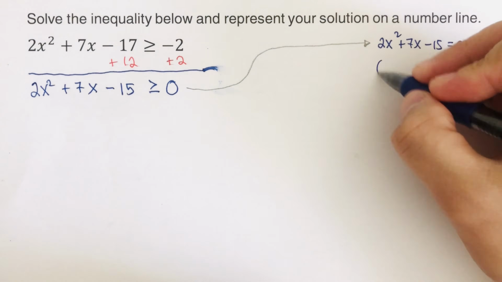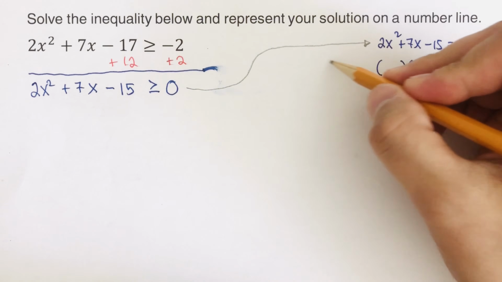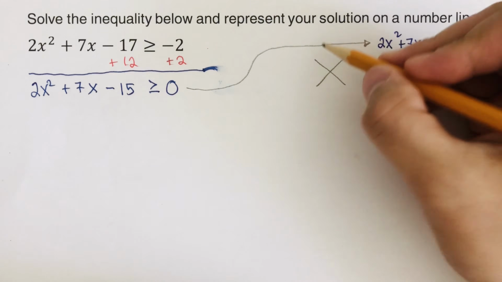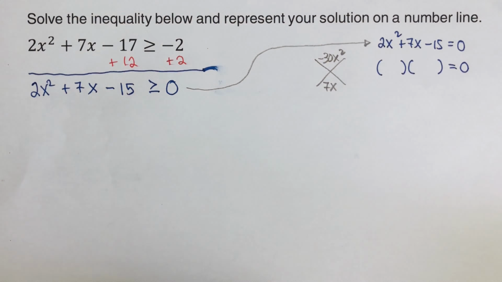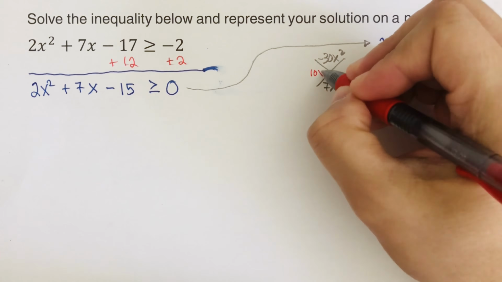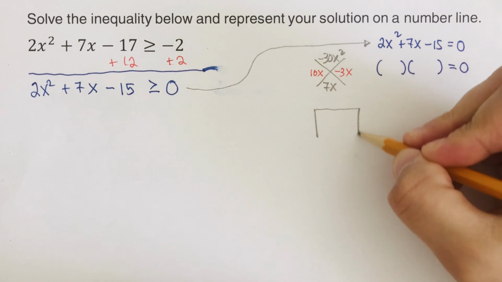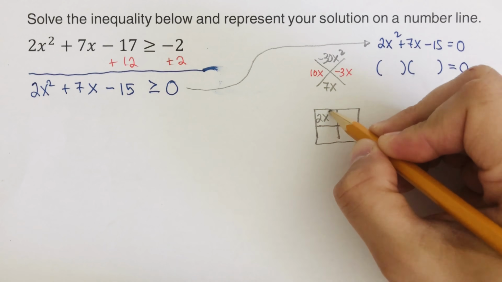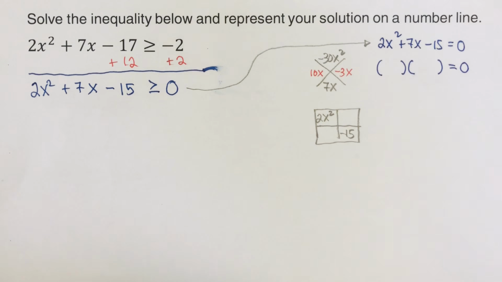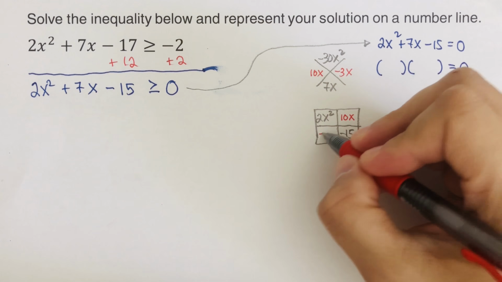So we need to find the factors for this equation right here. Okay, so to do that, we are going to use the box and diamond. That would be -30x squared, and that's a 7x. So the factors for this are 10x and negative 3x. And then we're ready to use the box or the area model to find the factors. So we're going to write here the first term, that's 2x squared. And then we have a negative 15 here. And then the factors that we got, I'm just going to write 10x here. And this is negative 3x.